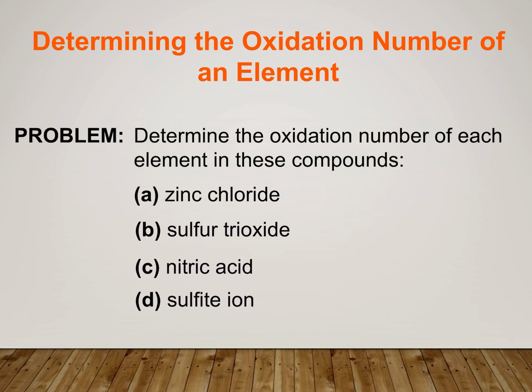So here's an example. We're going to figure out the oxidation numbers of each element in these compounds. If you want to go ahead and work this out for yourself, you can. You would just pause here, work it out, and then come back when you're ready.